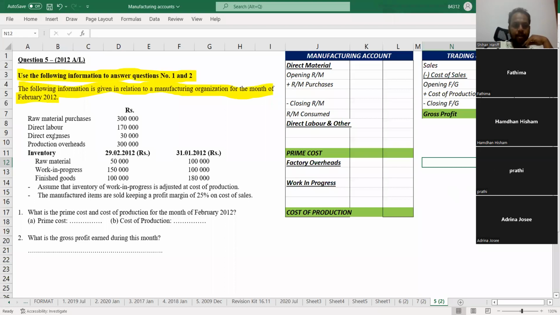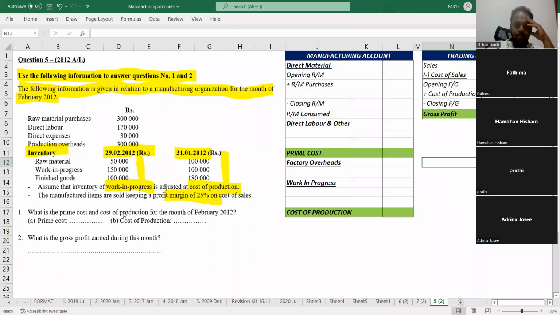Raw material purchases, direct labor, direct expenses, overheads. Inventory, 29th February, 31st January 2012. So this is opening, this is closing. 29th February means 1st of March. Assume that inventories of work in progress is adjusted at cost of production, the total production cost, not for the prime cost. The manufactured items are sold keeping a profit margin of 25% of cost of sales.